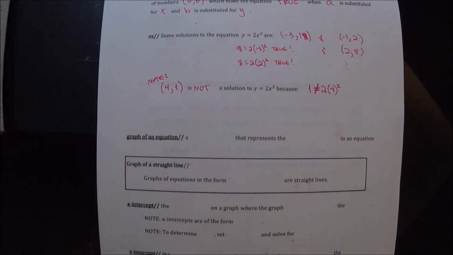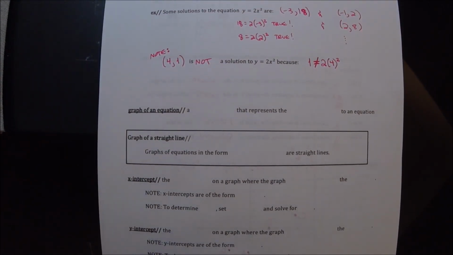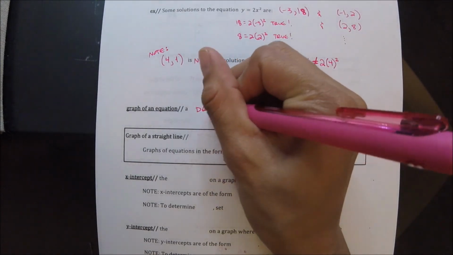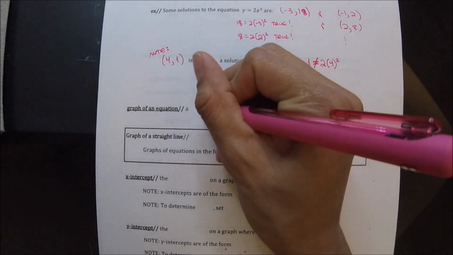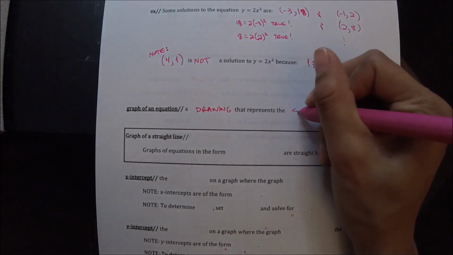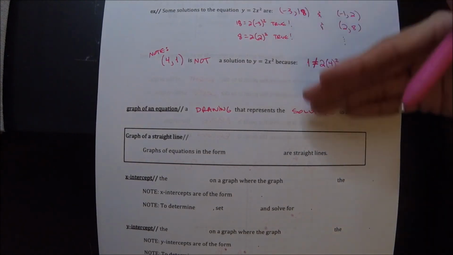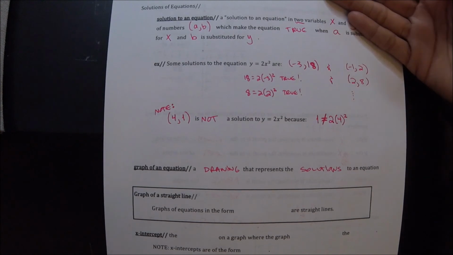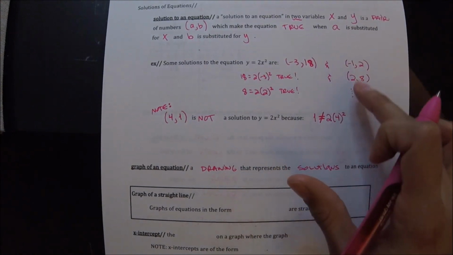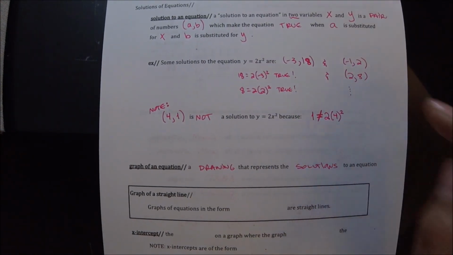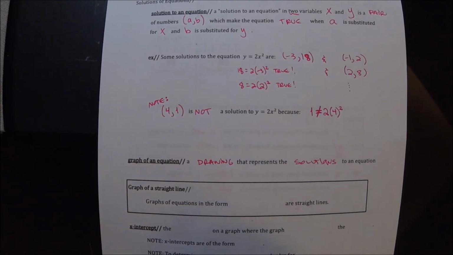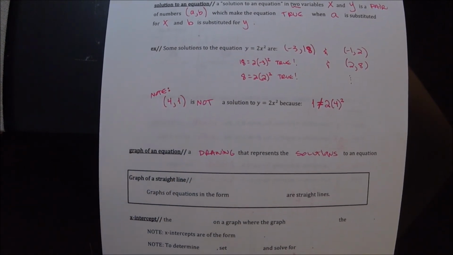Alright, so let's go to graphing now, which is the main part of this section. The graph of an equation is a drawing that represents the solutions to an equation. So we just talked about solutions to an equation on the top of this page. So we would take all the solutions that we can find and plot them on the coordinate system, on the xy axis.